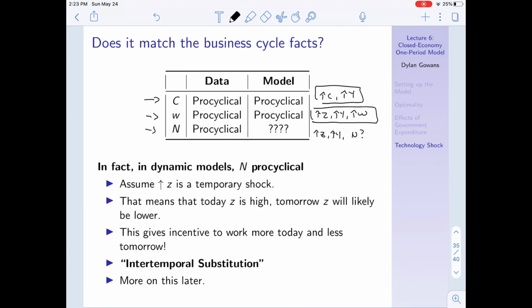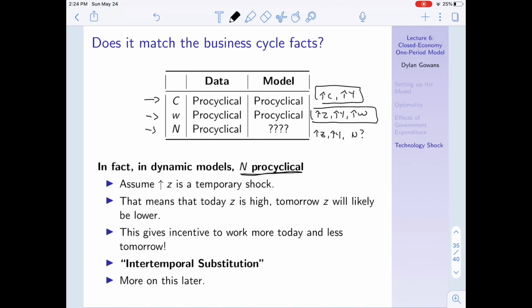Now, in fact, in dynamic models, that is, those models where we don't restrict to just one period, N does end up being pro-cyclical. Hours worked does end up being pro-cyclical. Why? Well, assume that increases in Z are somewhat temporary. That's the assumption that's usually made, and that's why it's called a shock as well. It happens, but it's kind of temporary. It goes away over time. So that means that today, if Z is high, tomorrow Z is likely going to be lower. It's this temporary shock.